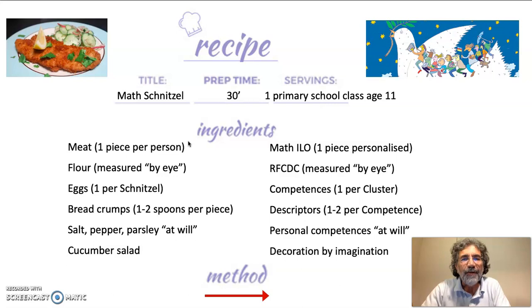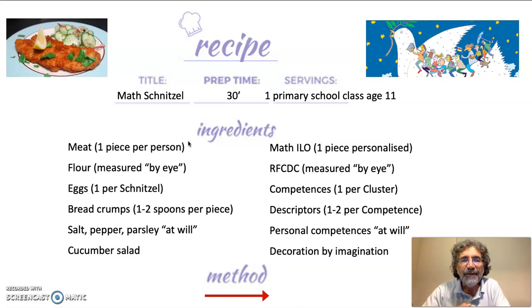What do we need? What are our ingredients? To make a good schnitzel, you need meat, 1 piece per person, flour, measured by eye, this is a traditional way of measuring, eggs, 1 egg per schnitzel, breadcrumbs, some breadcrumbs, salt, pepper, parsley at will, according to the taste, and cucumber salad to decorate it.